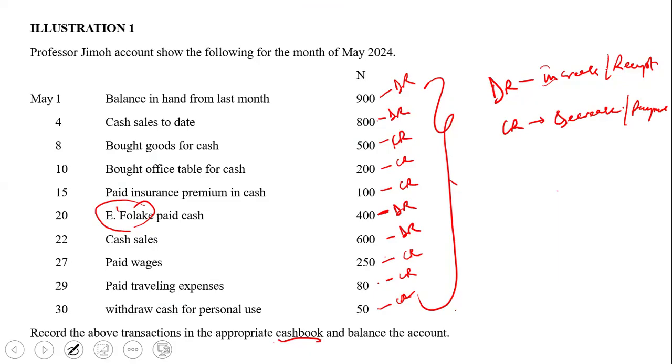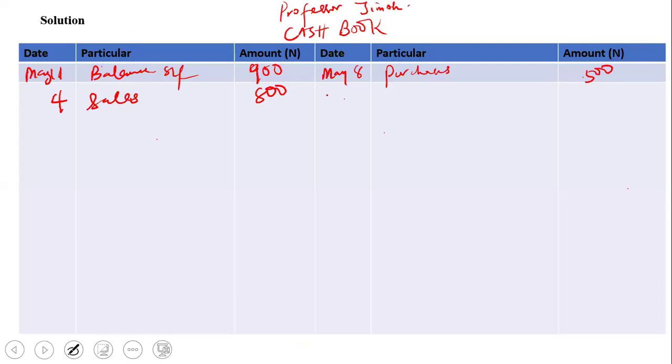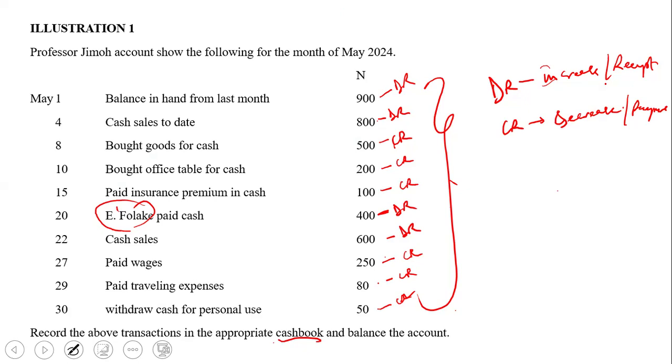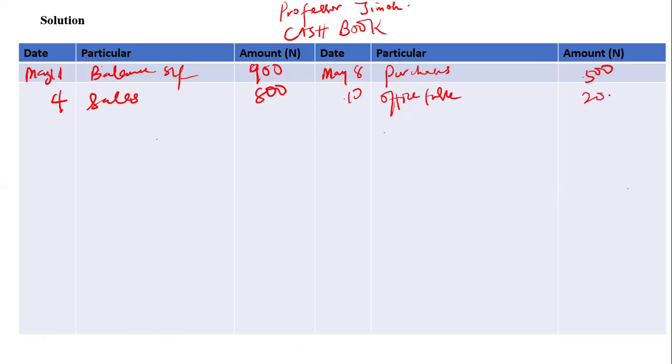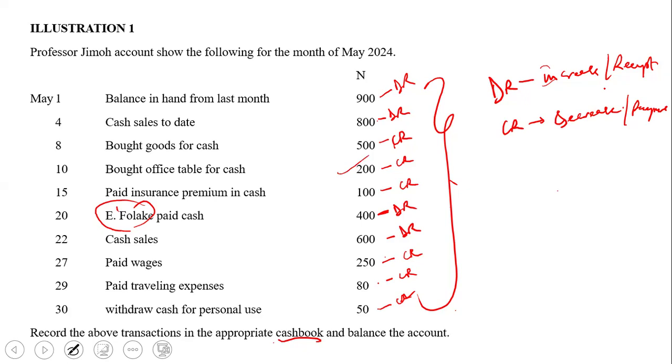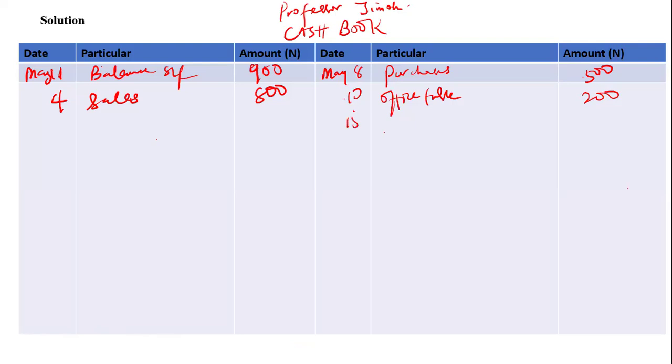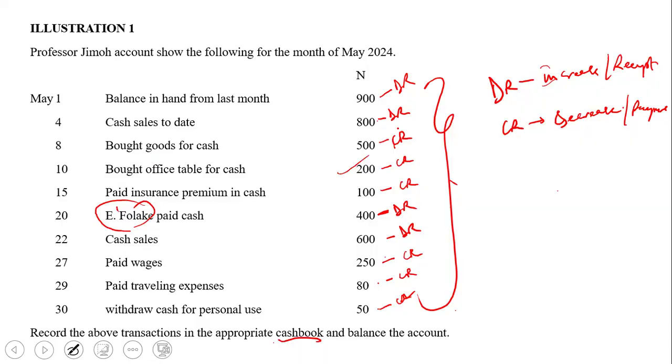What's the next date that we have? We have bought office table, May 10. So we'll come here, May 10. Office table. And how much is that? We have that to cost 200. Then we'll move to the next one. Insurance, May 15. We have it to be 100.